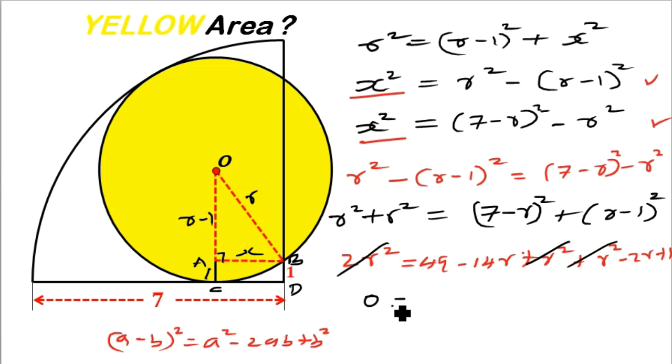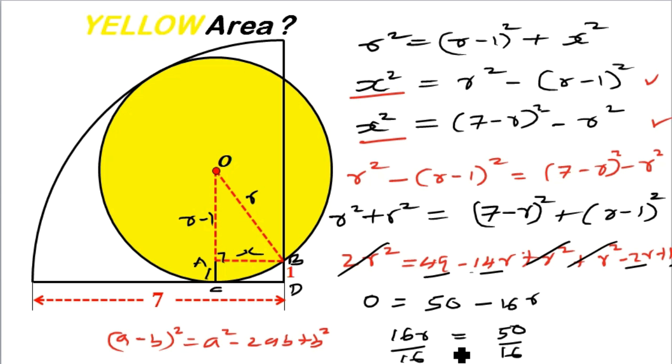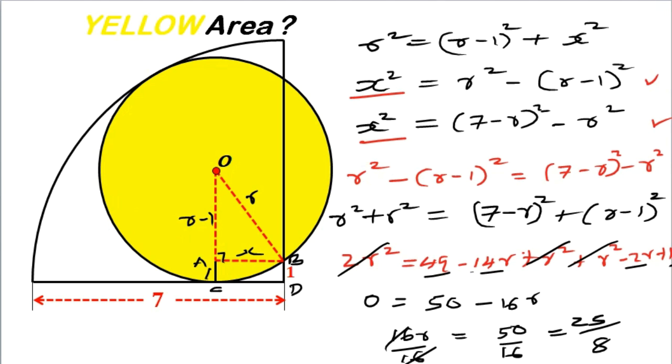So what do we remain with there? 0 equals 49 plus 1, which is 50, minus 14r and minus 2r, which is minus 16r. If you collect the 16r to this side of the equation, we get positive 16r equals 50. If you divide both sides by 16, you remain with r equals 50 over 16, which is 25 over 8. So we found the radius R. The radius R of the yellow circle is 25 over 8.